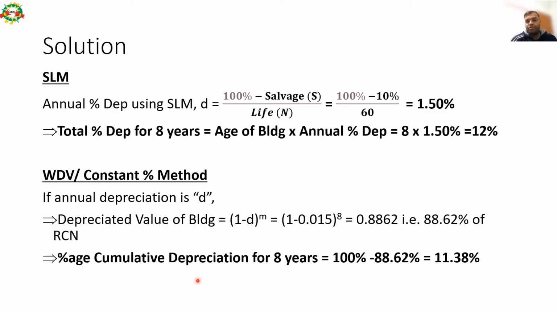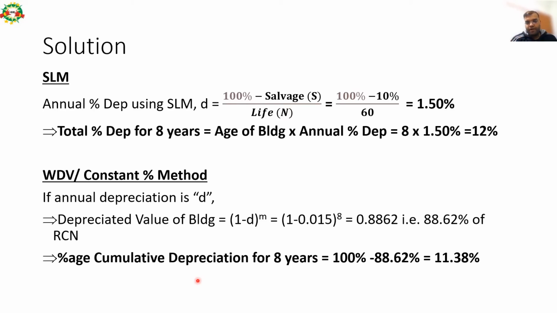RCN is replacement cost new. So that means percentage cumulative depreciation for 8 years will be equal to 100% minus the depreciated value. As we had understood in the previous session, depreciated value is equal to replacement cost minus depreciation amount.